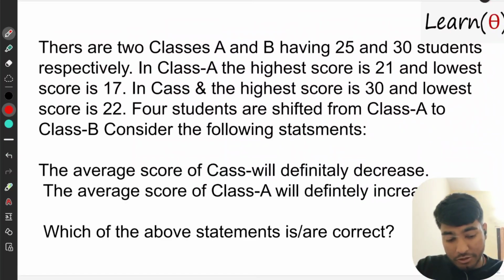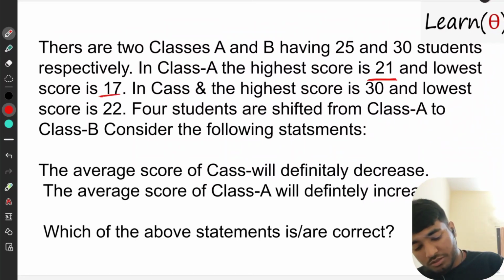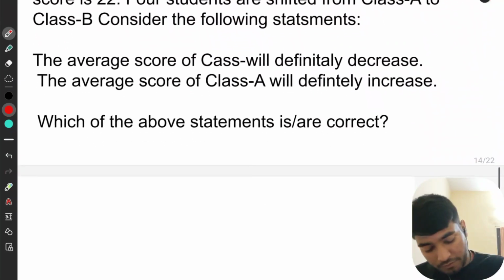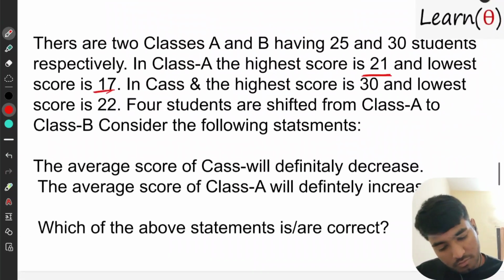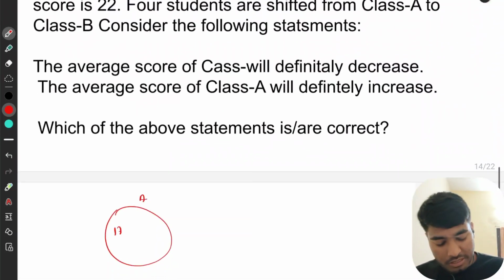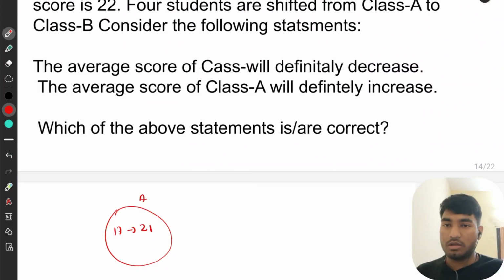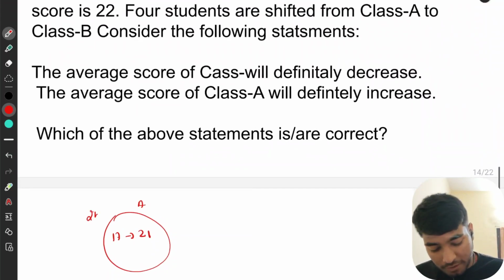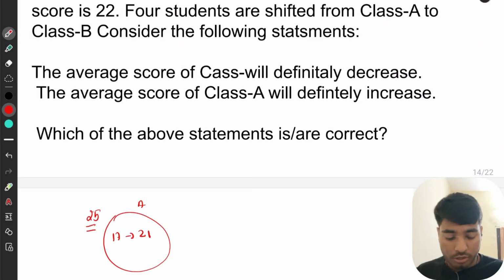In class A the highest score is 21 and the lowest score is 17. Highest is 21, lowest is 17. Therefore if I draw a circle, this is my class A. The numbers are between 17 and 21. There are 25 students, and the scores of all the students lie between 17 and 21, because this is the lowest number and this is the highest number. Any doubt till here?